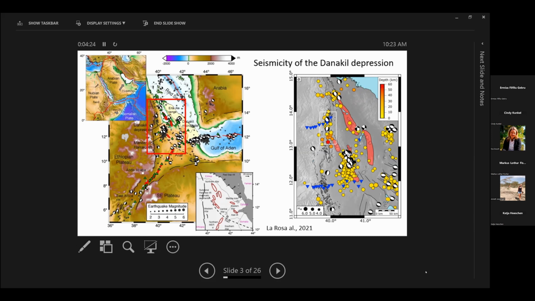Another major point is that you've got earthquakes along the western rift margin that form roughly half of the earthquakes in total. So in terms of the seismic deformation, we have roughly half occurring in the rift axis along the magmatic segments and half on the rift margin.